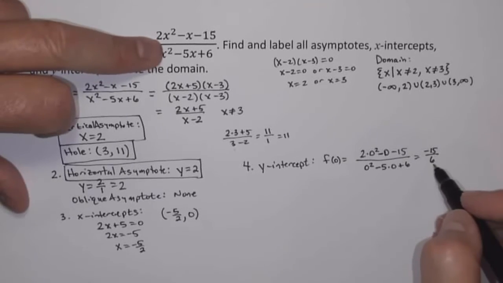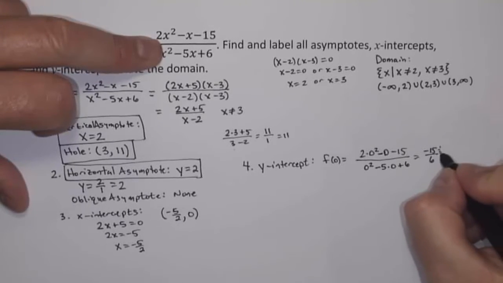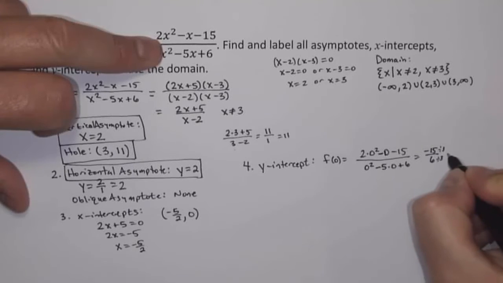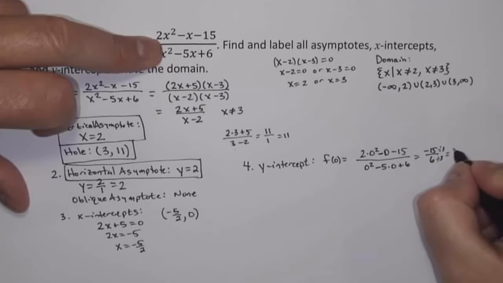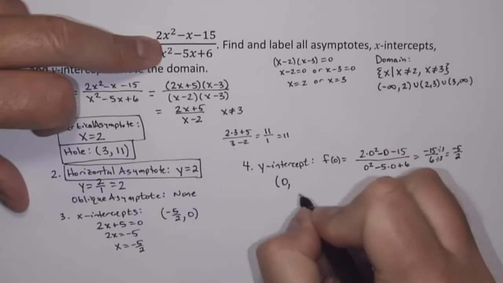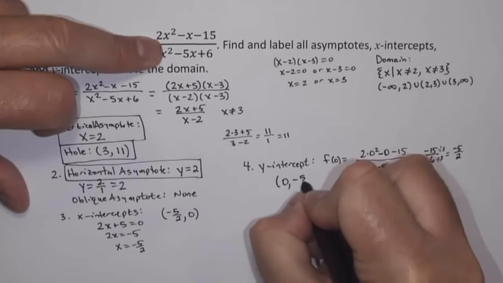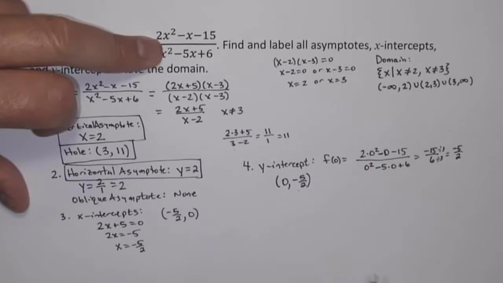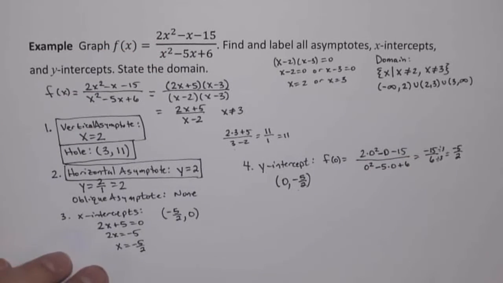So I have negative 15 over 6, which we can reduce. 15 and 6 can both be divided by 3, and so that's going to be negative 5 halves. So we have a y-intercept of 0, negative 5 halves, and negative 5 halves is the same as negative 2.5. So we are ready to graph, and we'll do that on a separate sheet.